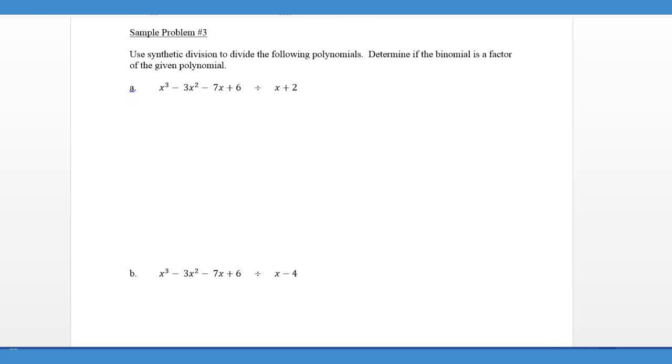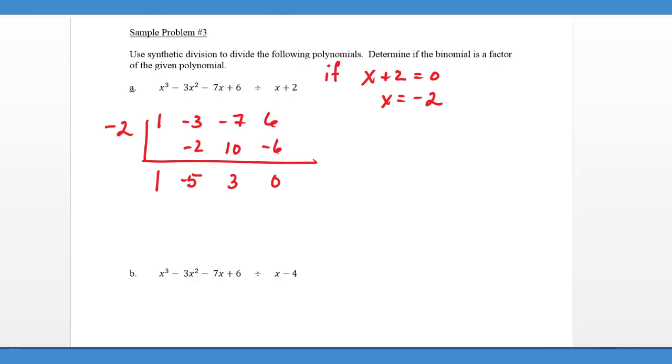It says use synthetic division to determine if it's a factor or not. And so we're going to go ahead and do that now. So if you go ahead and take the time to work part A and B and come back and take a look at the final result.